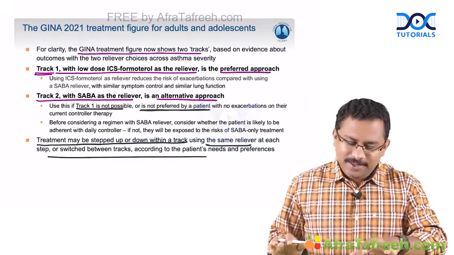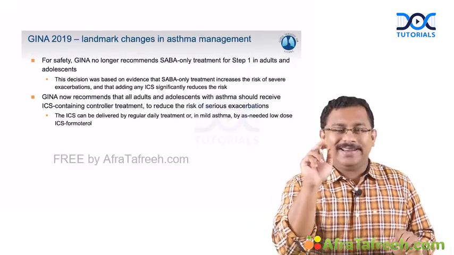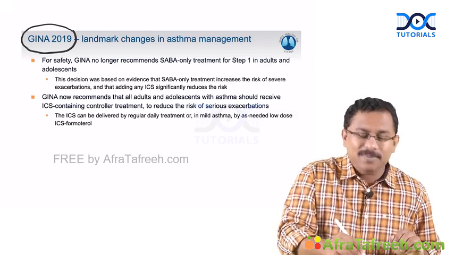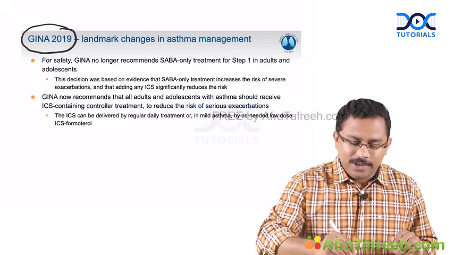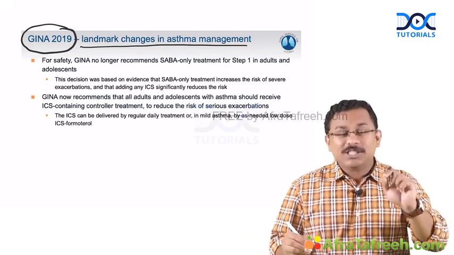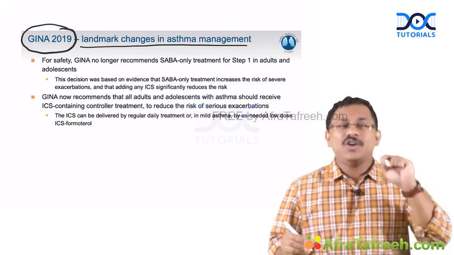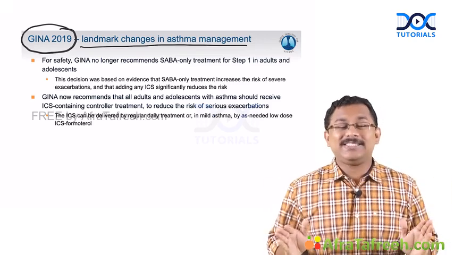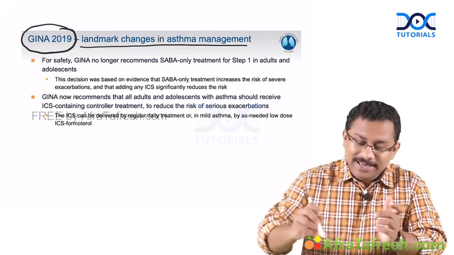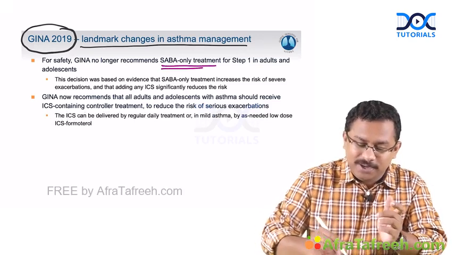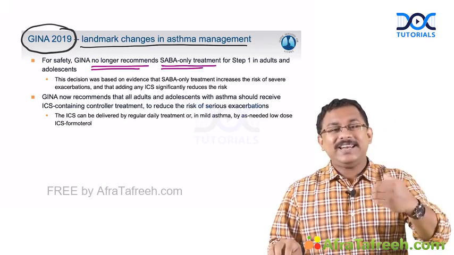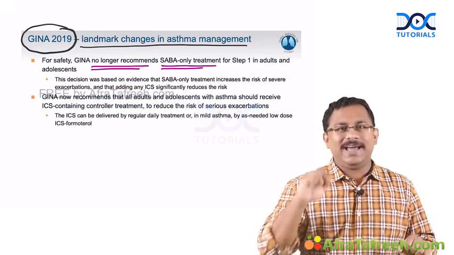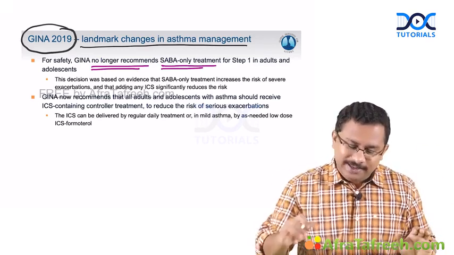Okay, all right. Now I told you it was in 2019 that a major, a landmark change occurred with respect to asthma management, and it was from 2019 that GINA no longer recommended SABA alone treatment. Let me be clear again, it doesn't mean that you never give SABA. Remember, it is SABA only treatment that is not recommended. Okay, which means even in track 2 when you are giving SABA, you are giving an ICS also along with that. Okay, so no SABA only treatment.